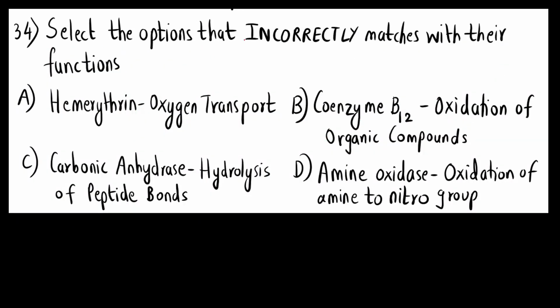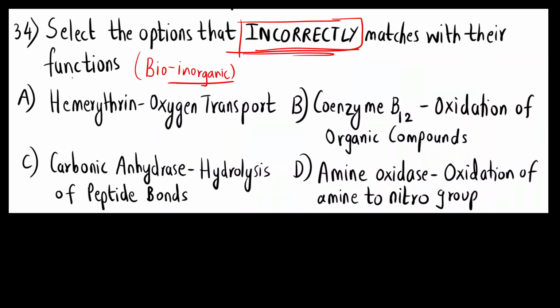Next one, select the options that are incorrectly matched. You have to select the incorrect statements. First one, hemerythrin is used for oxygen transport. Before that, this is from which chapter? It is from bioinorganic chemistry.